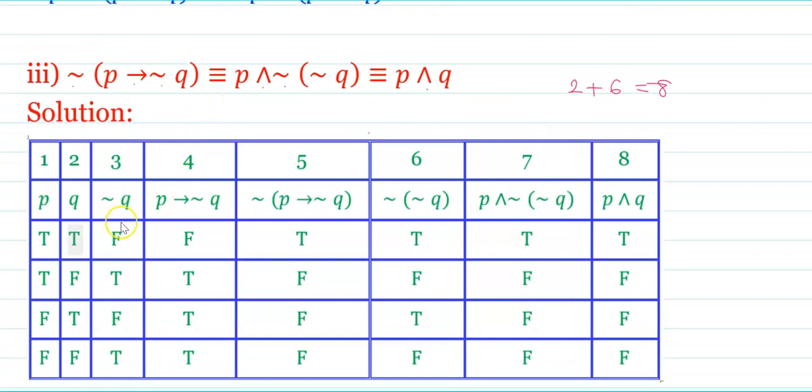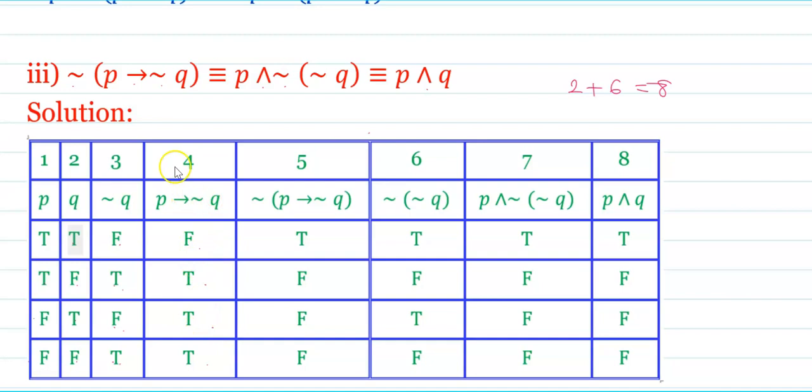We'll find out the negation of Q. Negation of T is F. Negation of F is T. Negation of T is F. Negation of F is T. Next, find out P implies negation Q, that is the implication between the first and the third. T implies F is F. T implies T is T. F implies F is T. F implies T is T. This is the column number fourth one.